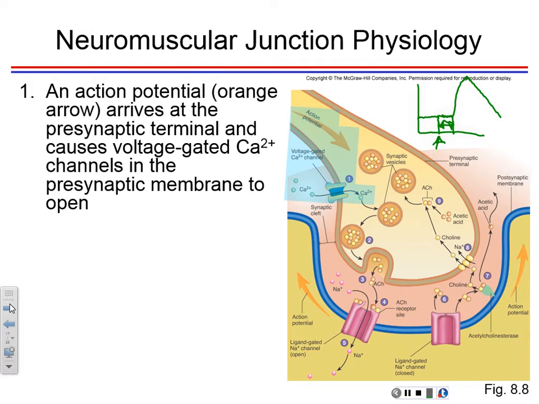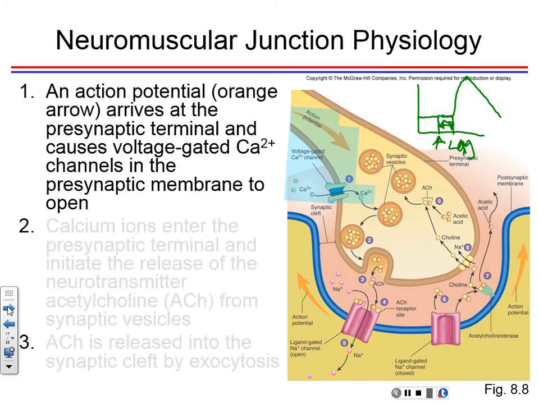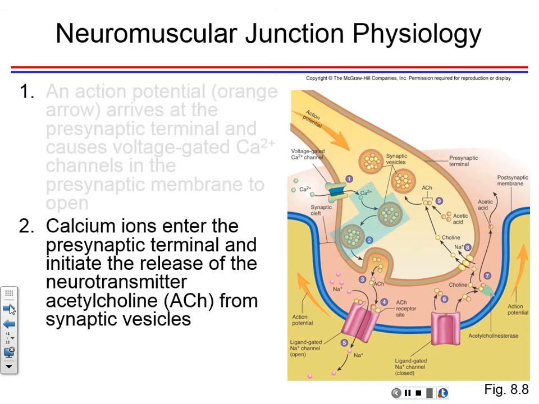Okay? So the first step is that the impulse comes in. So this is part of the lag phase. The impulse comes in, lag, L-A-G. Then it opens up the voltage-gated calcium channels. Okay? And then calcium goes into the synaptic terminal, or the synaptic node, which is here. Okay? So that's number 1. I hate the way they set this up, but okay, so number 2, what happens?